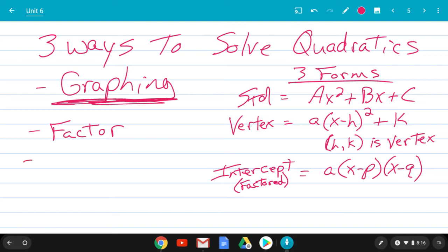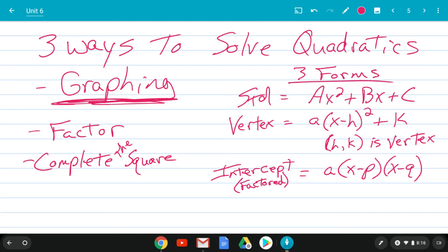And the last method we used was completing the square. Now, completing the square is considered by most people to be one of the most difficult things to do, and you guys made it look easy. Okay, so boom, there it is.